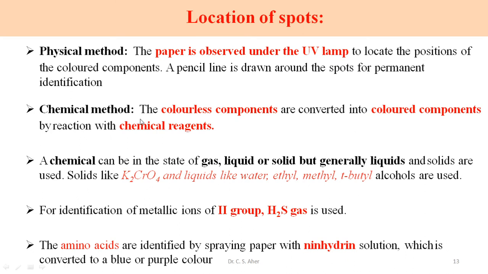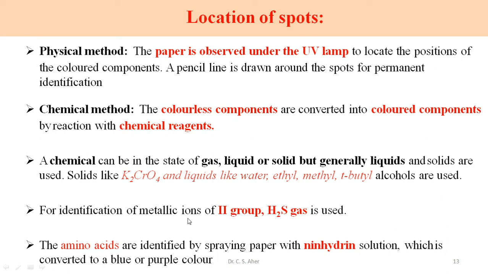The second method is the chemical method. The colorless compounds are converted into colored compounds by reaction with a chemical reagent. Using a chemical, we spray it on the spot and react it so that the spot glows in the form of a colored spot. A chemical can be in the form of gas, liquid or solid, but generally liquids and solids are used. Solids like potassium chromate and liquids like water, ethanol, methyl or tertiary butyl alcohols are used.